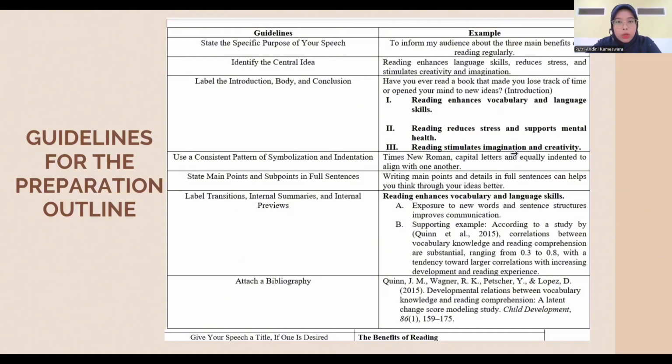Next is to label the transitions, internal summaries, and internal previews. To make your speech flow better, include transitions, internal summaries, and previews in your preparation outline. Next is to attach a bibliography. Of course, we need to attach the references that we used, such as books, articles, and maybe theses. For example, here I've mentioned Queen.